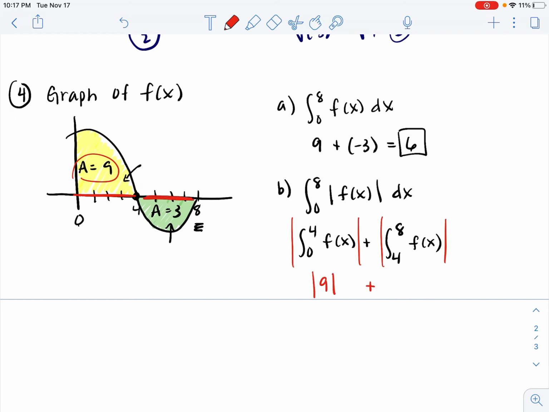Plus, from 4 to 8, from here to here, the area under the curve was 3, but because it's under the axis, it's negative, and we need to take its absolute value. So this just becomes 9 plus 3, which is 12. So when you're doing absolute value, it really doesn't matter whether it's under the x-axis or not. All the areas are going to be treated as positive.